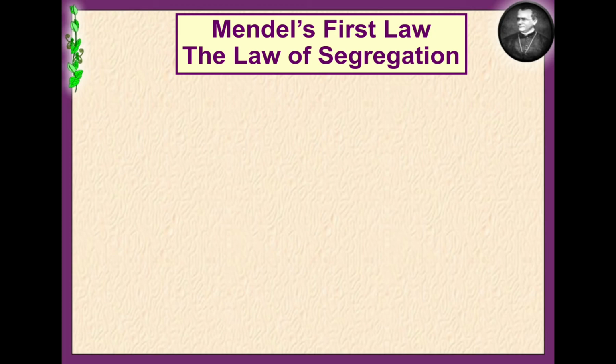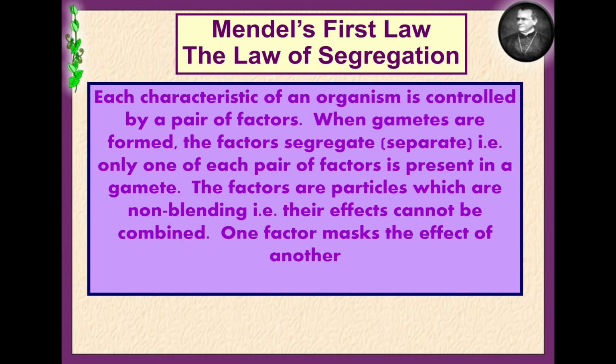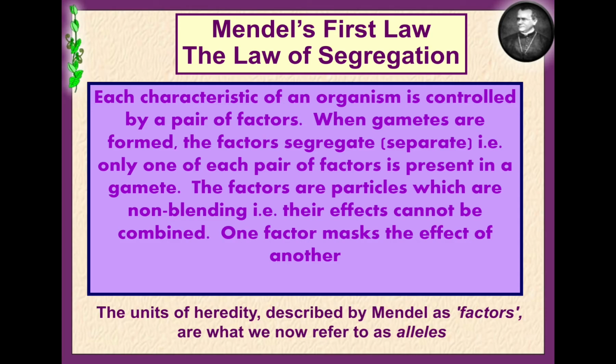So Mendel's first law was the law of segregation. Here we have his take on this law. Each characteristic of an organism is controlled by a pair of factors. When gametes are formed, the factors segregate or separate. In other words, only one of each pair is present in a gamete. The factors are particles which are non-blending, in other words, their effects cannot be combined. One factor will mask the effect of another factor. Now, these factors are what we now know and refer to as alleles.